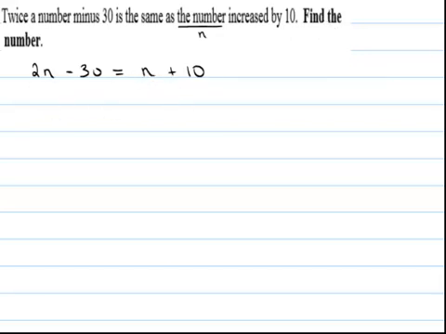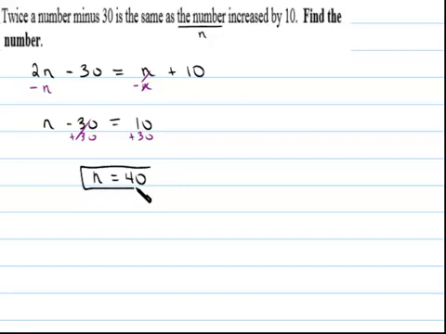Okay, so it's just an equation. We've got to get our variables on the same side. We can't combine those two n's, the two variables with an n. So I subtract n to get rid of it from one side. We get n minus 30 equals 10. Add 30. We want to get n by itself now. So we're going to get here that n equals 40.